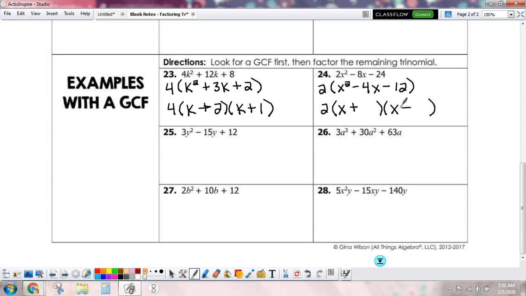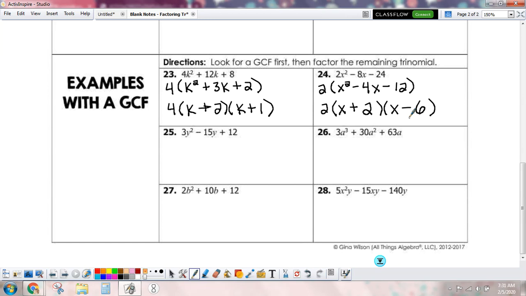And I know to get 12, I can use 4 and 3, I can use 6 and 2, and I can use 12 and 1. Well, the only one that's going to get me to a 4 is going to be 6 and 2. So since I want this to be a negative 4, I need the 6 to be the negative number and the 2 to be the positive because I need the, quote-unquote, bigger number to be the one that's negative to make sure that that answer does stay negative.